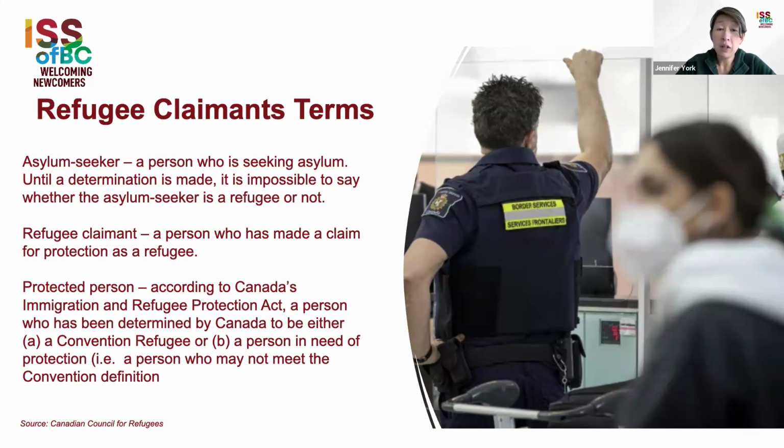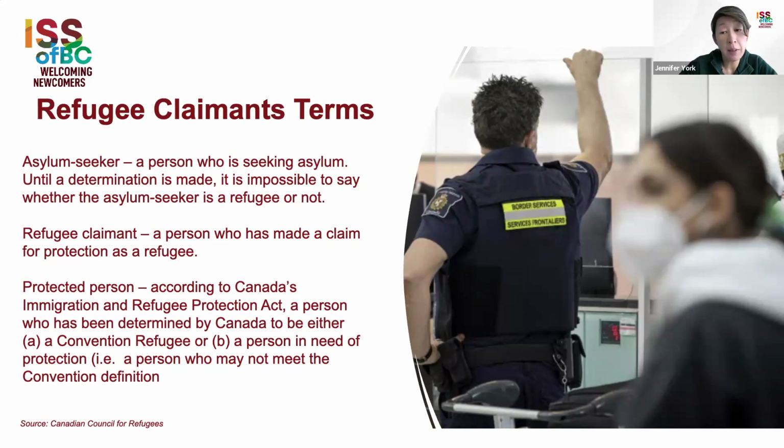Some terminologies that I've put on the slide: asylum seekers, so people who are seeking asylum. Asylum seeker does not necessarily mean they are able to stay in Canada, because it has not yet been determined if they are a refugee. And again, that's going through the refugee claim process. A refugee claimant is someone who's made a claim for protection. And again, there's still that process of determination.